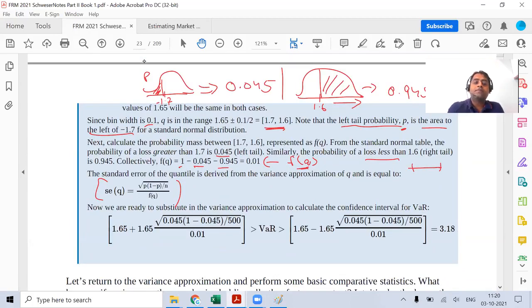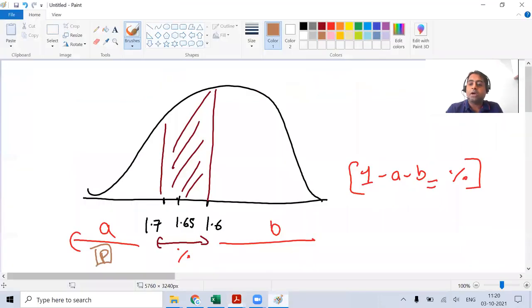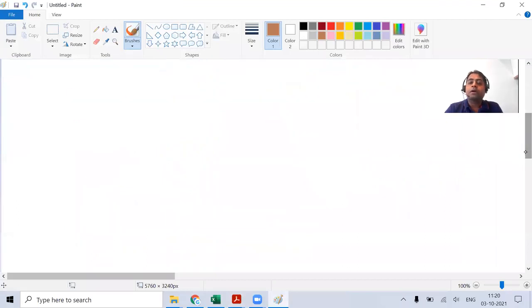Okay, so this is the formula of your standard error. If you look at this formula properly, what they're simply doing is trying to find the standard error in a very crude way. How exactly? Do you guys remember the standard deviation formula for your Bernoulli distribution? What was that? PQ, right?